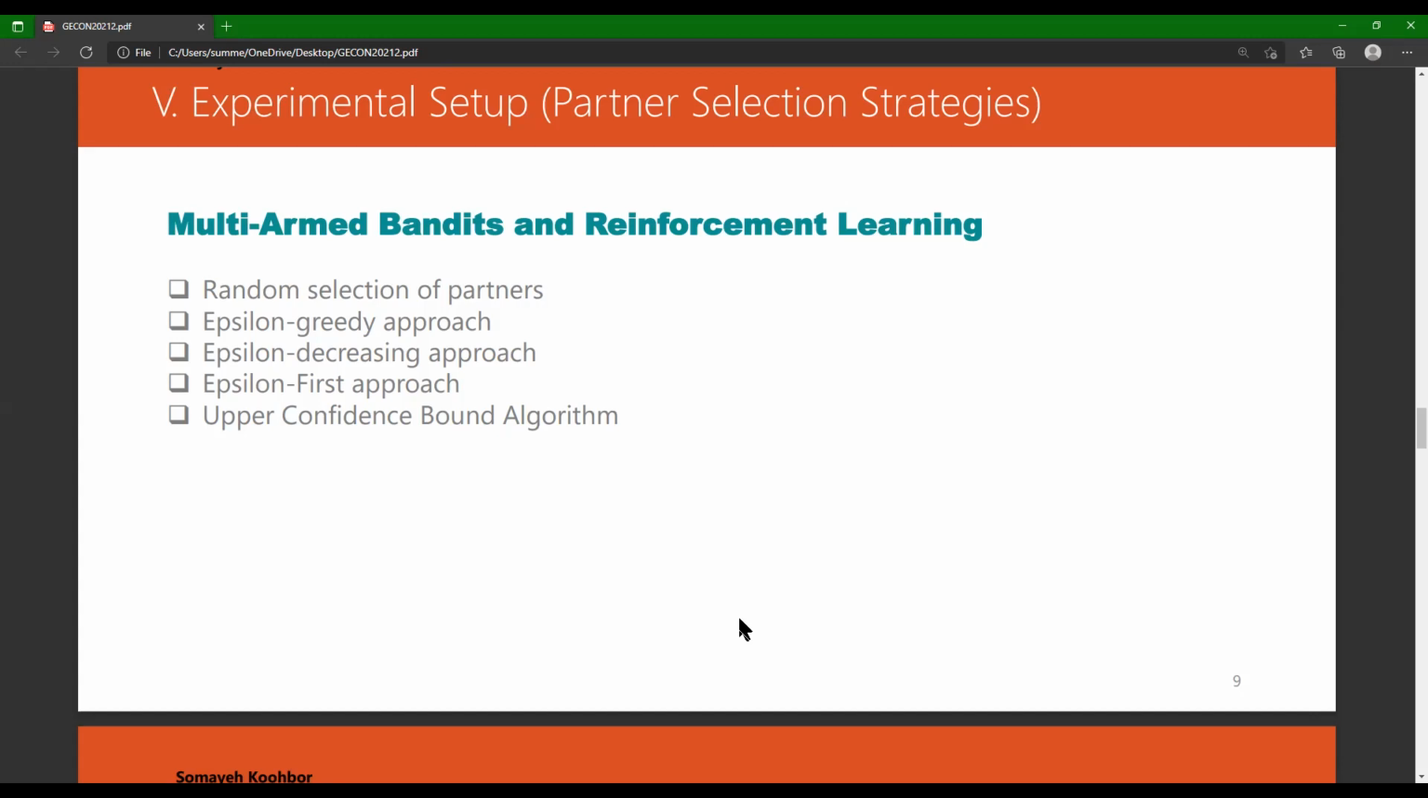So let's just briefly say what are these bandit algorithms and how they work. Let's say random selection of partners, we pick this strategy as the base. So that means while we're doing the simulation, each agent wants to pick a partner and they decide to do it randomly. So if they are doing it randomly, they have no idea who is good, who is bad, they just do it randomly, and we will consider it as a base model. So now we have epsilon greedy, epsilon decreasing, epsilon first, and upper confidence bound interval.